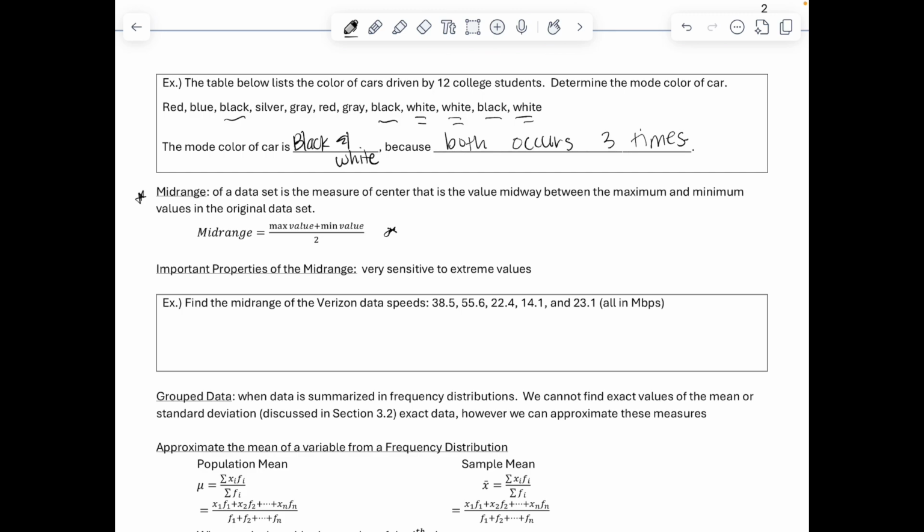So our example says to find the mid-range of Verizon data speeds. They are listed there, and these are all in megabits per second. And so you need to find your largest value and your smallest value, and add those together. So our mid-range is going to be our largest value, which is 55.6, plus our smallest value, which is 14.1, and divide that by 2. So adding those numbers first, getting that sum, and then dividing by 2, you should get 34.85. And then again, this is in megabits per second.